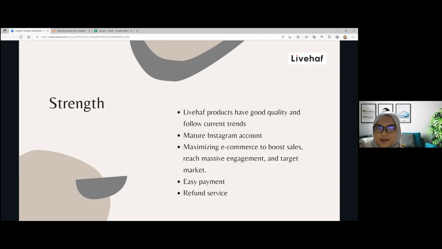They guarantee that if the product received is not as expected, the customer can apply for a refund with some rules and regulations. It means Livehaf really cares about customer satisfaction. Next.